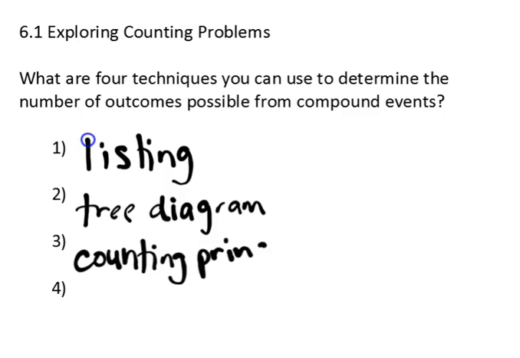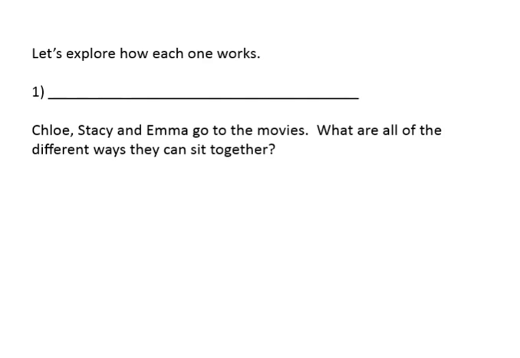And the counting principle is great when there are lots of different possible outcomes, when it's going to be too much for a tree diagram. And then another method is to make a chart or a table. And those are the 4 ways that we're going to be looking at today. So let's explore this. The first one we're going to look at is the listing technique.